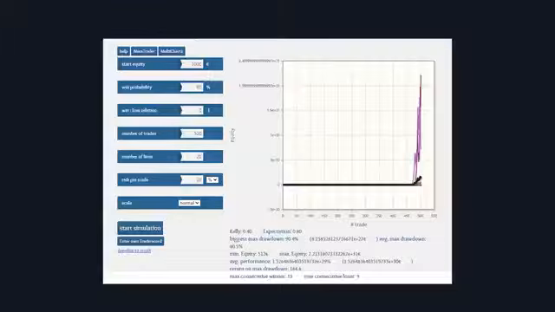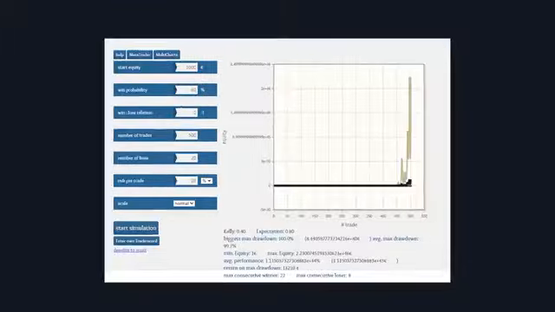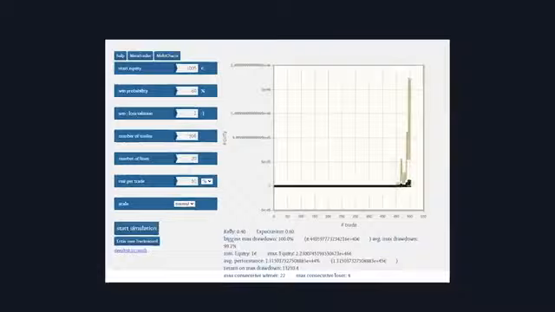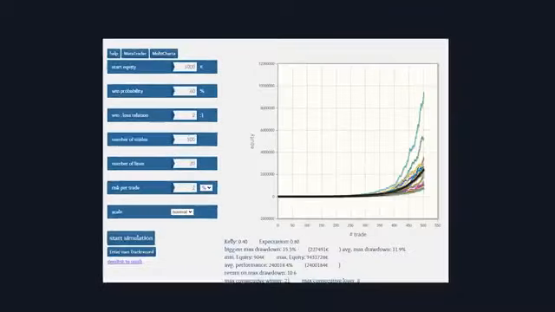Let's see what 50% looks like. Now take a look at the drawdown. 100%. And the average is 99.7. But take a look at if we just risked 2% per trade. The biggest amount we could lose is 15.5% of our account.